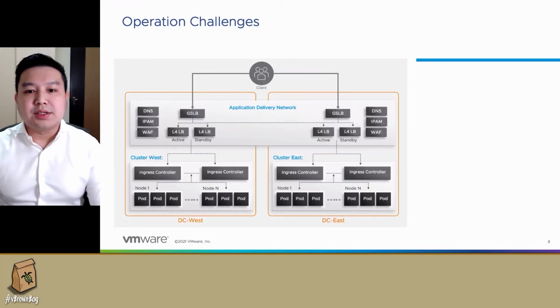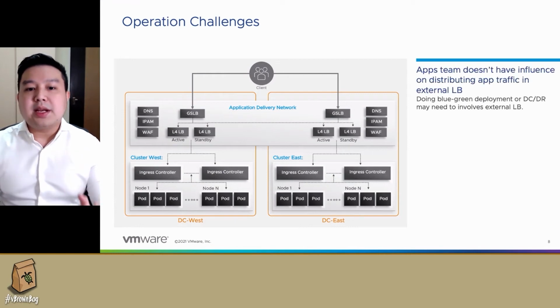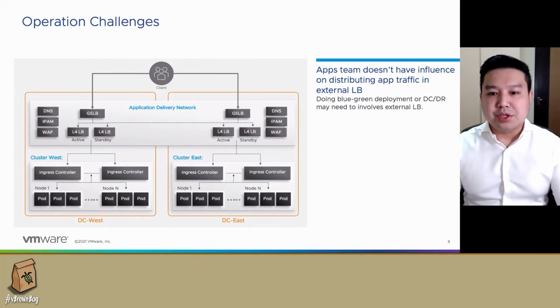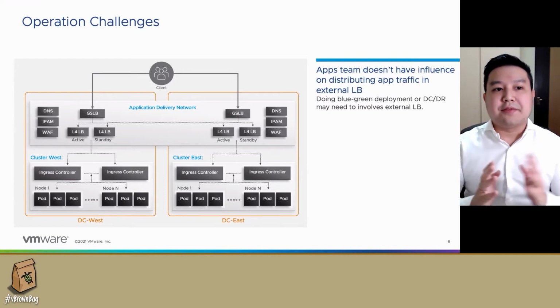The third challenge is from an operational perspective. There are three teams involved here: the apps team, the network team, and then the platform team. So imagine if the apps team deploys the same set of applications in two different clusters, let's say a West cluster and an East cluster. The default traffic distribution, let's say, is 50-50: 50% goes to the West cluster, 50% goes to the East cluster.